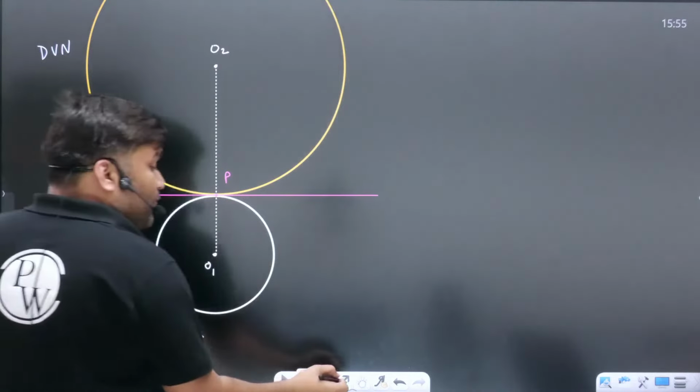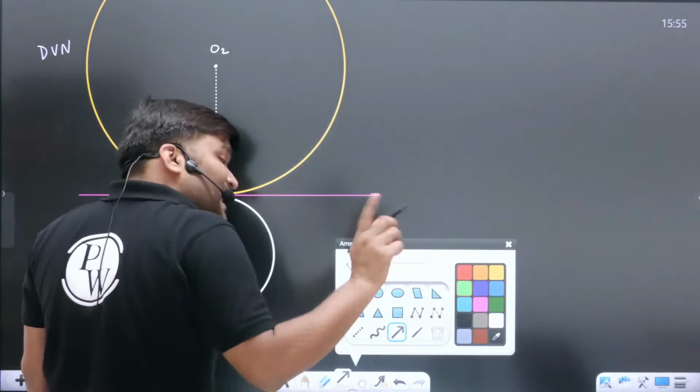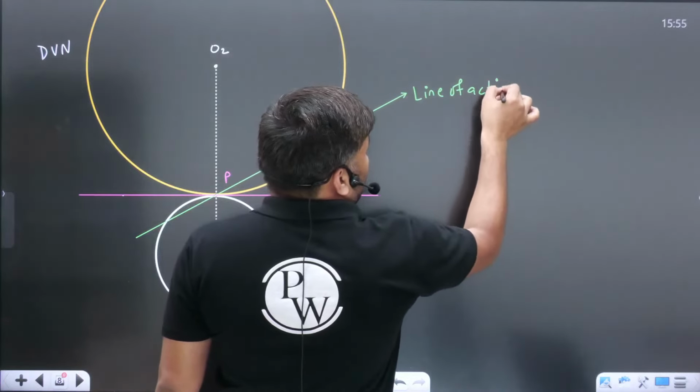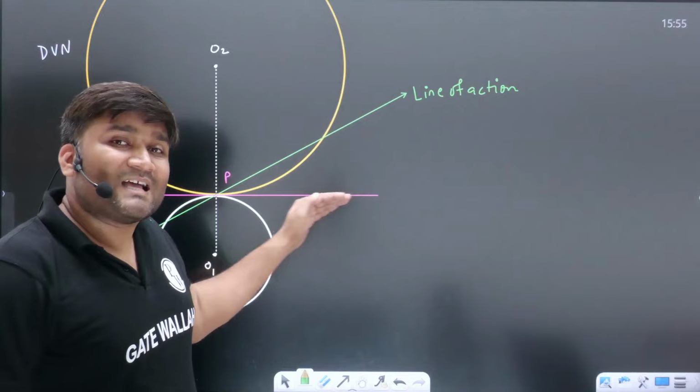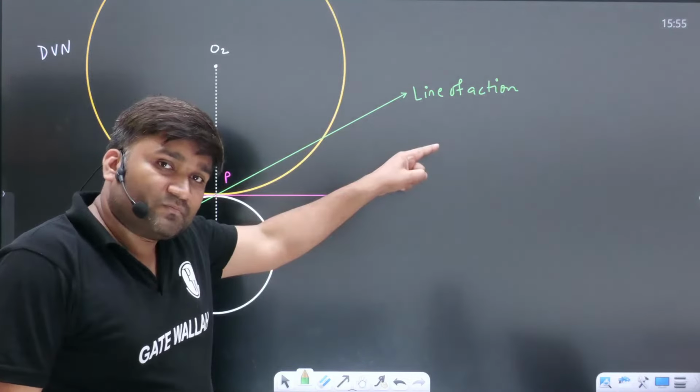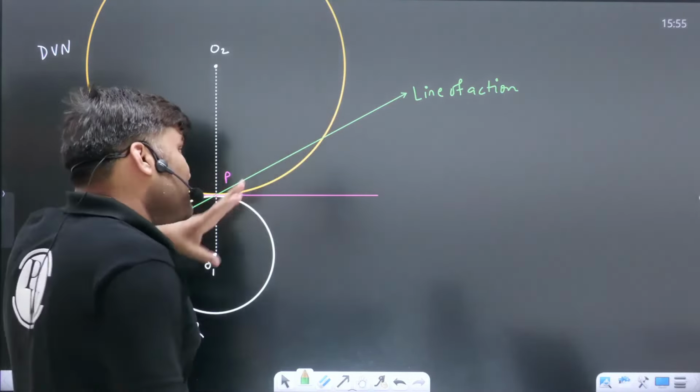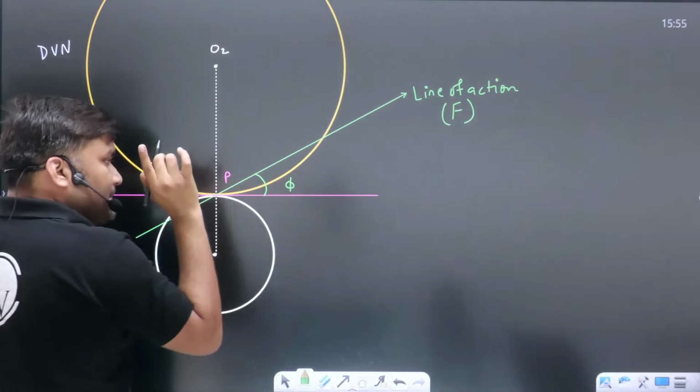The direction along which the force is applied, the driver's tooth applying a certain force, is at a certain angle. This line along which the force is applied is called the line of action. Along this direction, the driver's tooth applies a certain force F on the driven gear's tooth. And the angle between the line of action and the common tangent at the pitch point is known as the pressure angle phi. Clear?